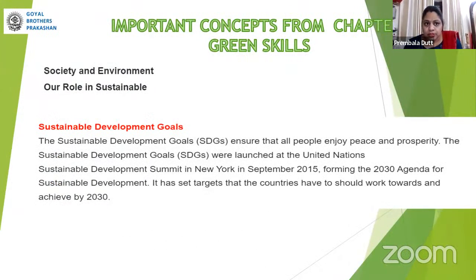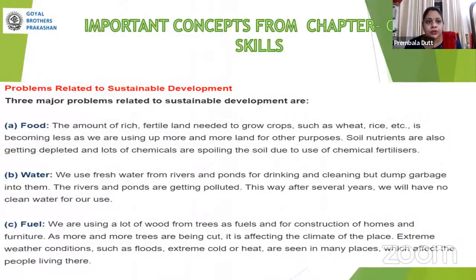Then the chapter is focusing on two parts, society and environment, and what is our role in the sustainability of these goals. So what are the problems which are faced, like three major problems related to SDGs, like food, water, and fuel, towards which these goals have been framed.